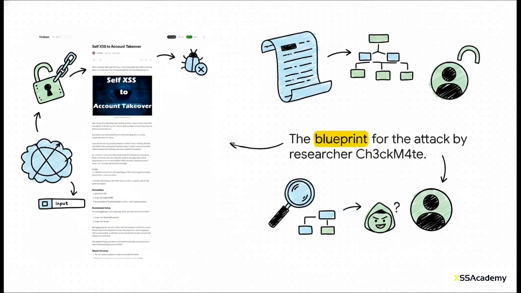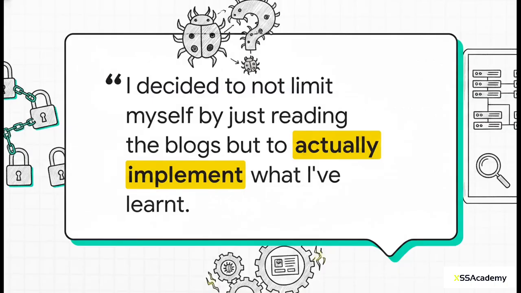What we're looking at here is the blueprint for a really incredible proof of concept by a security researcher who goes by Checkmate. They found what most bug bounty programs consider a completely out-of-scope, low-level bug, but instead of moving on, they decided to test out some theoretical attack chains. And I absolutely love their mindset on this.